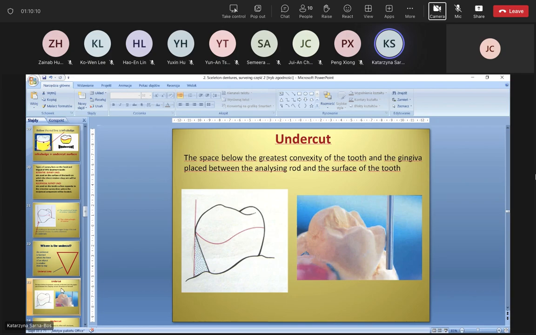How does it look on the tooth? Where there is an undercut, this is the space below the greatest convexity of the tooth, gingiva, placed between the analyzing rod and the surface of the tooth. So between the greatest convexity, gingiva, analyzing rod, and surface of the tooth, there is a space, and when we find such a space, we can call it undercut. So this is the undercut area.